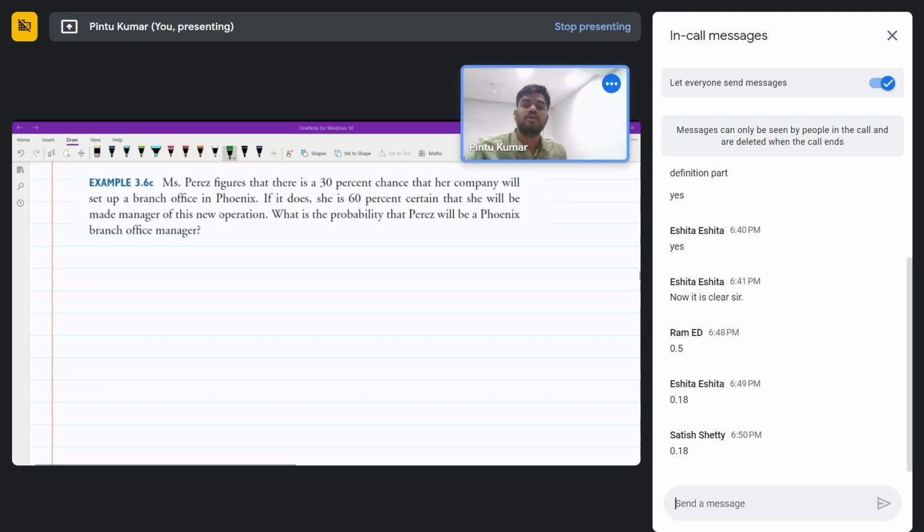Okay, so here also we have two events. The question says, Miss Perez figures that there is a 30% chance that her company will set up a branch in Phoenix. If it does set up, she is 60% certain that she will be made manager of this new operation. What is the probability that Perez will be a Phoenix branch office manager? So there are two events. First, let's call it P, is that the company will set up a branch in Phoenix.